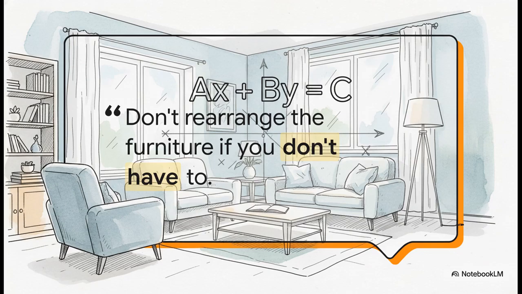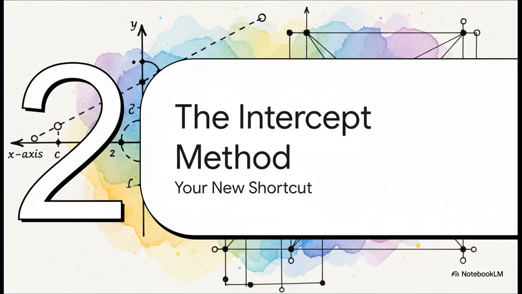That's standard form, ax plus by equals c. It's trying to tell you something important. You just have to know how to listen. So let's break down this shortcut. It's called the intercept method, and it's all built around finding the 2 most important points on any graph, where the line crosses the x-axis and where it crosses the y-axis.